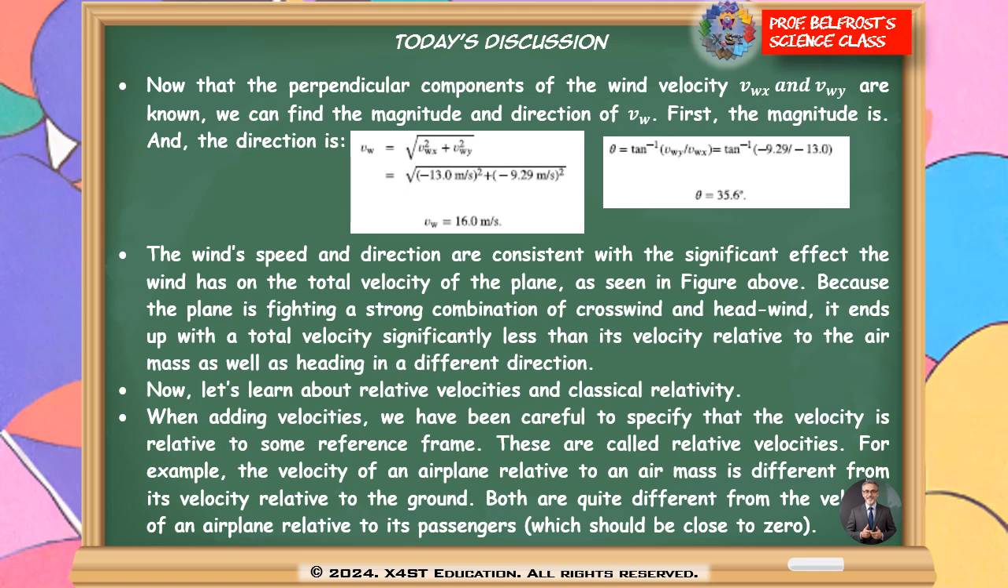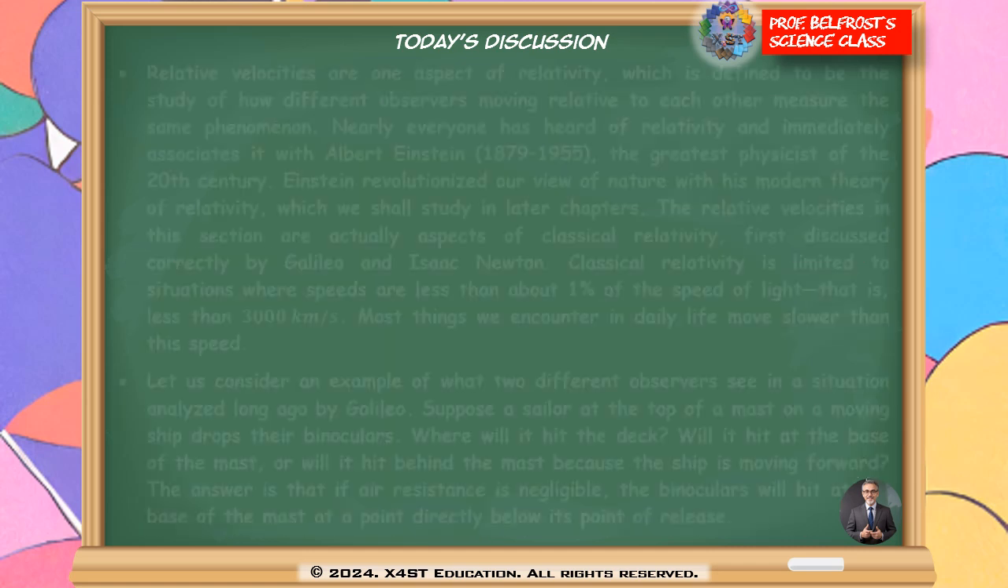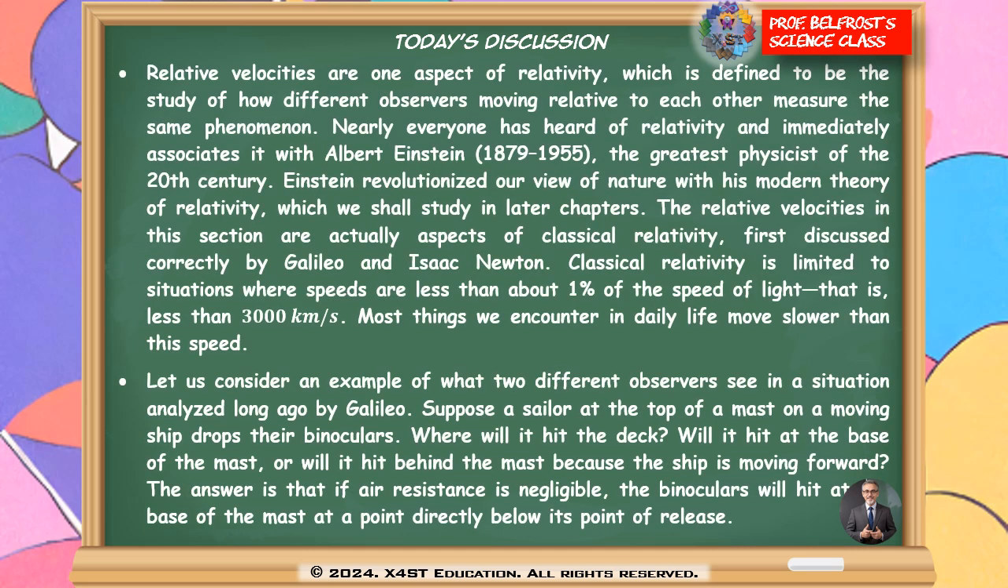Okay, now after discussing relative velocity, let's learn about its relation to classical relativity. When adding velocities, we have been careful to specify that the velocity is relative to some reference frame, and this is called relative velocity. Relative velocity is one aspect of relativity. Relativity is sometimes associated with Albert Einstein, but that is a different relativity that we'll learn later.